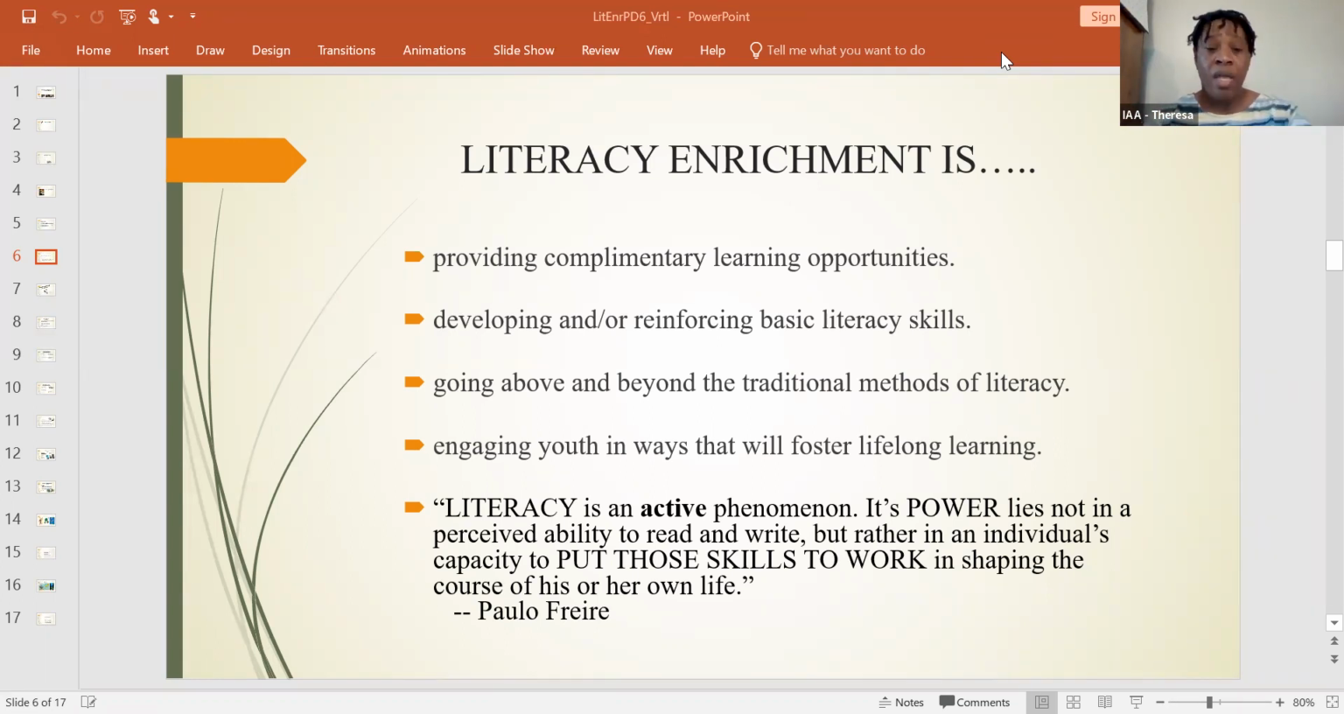Okay, and then I found this nice, lovely quote here by Paulo Freire. He's actually a Brazilian educator and philosopher. And it says, literacy is an active phenomenon. Its power lies, excuse me, I've got a computer problem here.